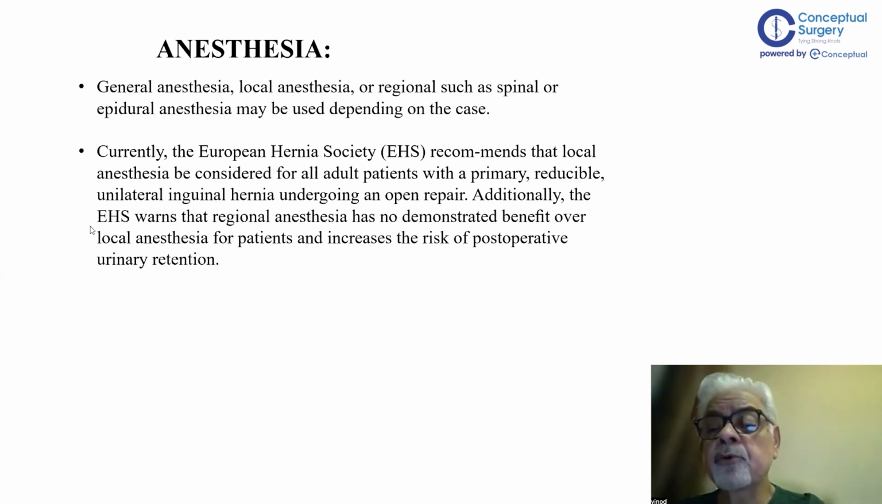The beauty of it is that the patient can be up and about once he becomes pain free after surgery, and he can start eating within a few hours of his surgery. So these are the many advantages of local anesthesia, besides of course the cost advantage. The cost of doing local anesthesia is much less than giving general anesthesia, but general anesthesia of course is a necessity in laparoscopic surgery.